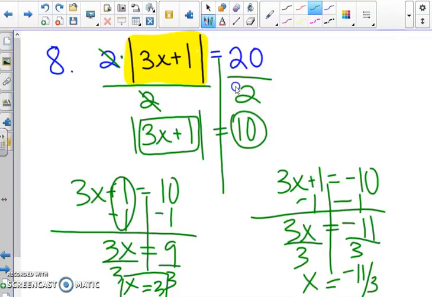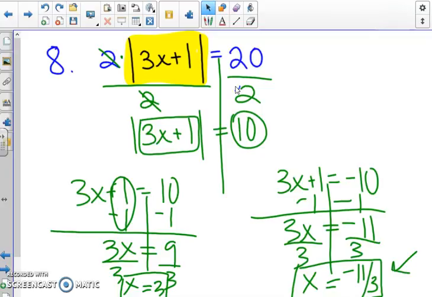A lot of times when you have a decimal that doesn't work out very nicely and it doesn't terminate, it's sometimes better to leave it as a fraction so that you have an exact representation of the number itself.